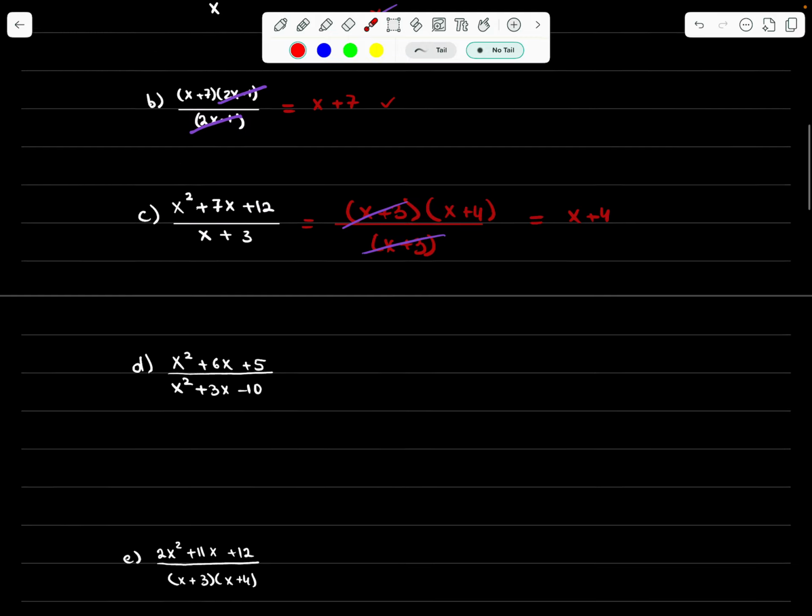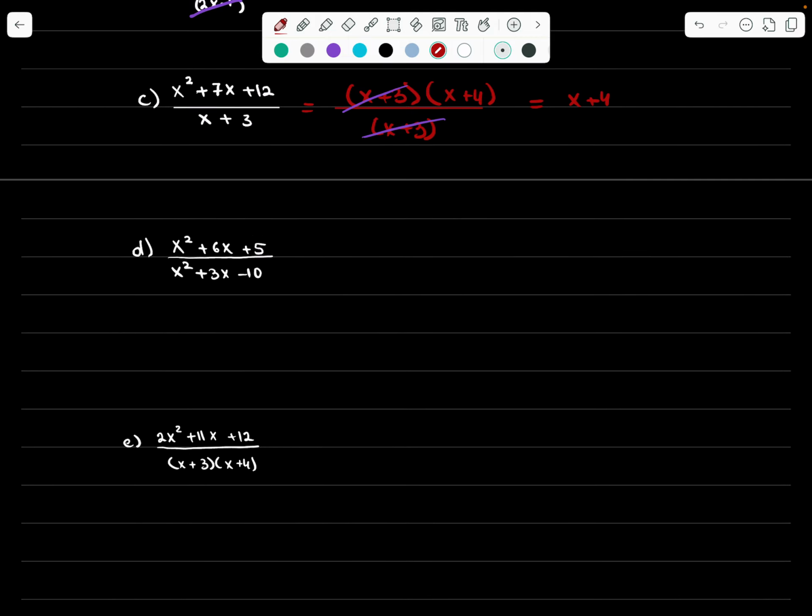The question over here has a quadratic expression both on the numerator and the denominator. We don't know what the common factor is here. When you don't know, just go with the one that is easy for you to factorize. So for me, it's easy to factorize x squared plus 6x plus 5. I'm going to factorize it as x plus 5 and x plus 1. Expand and see if you are right.